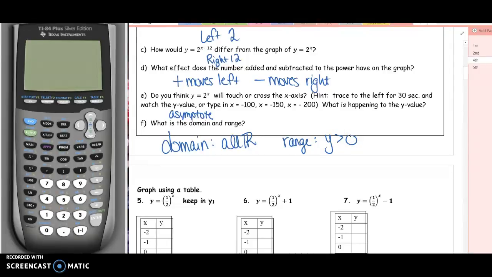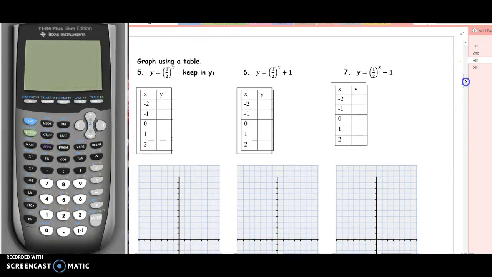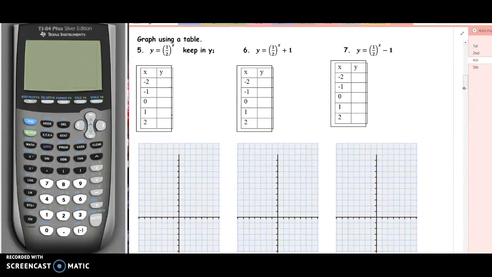All right, now on this page, we've dealt with movement right and left. What do you suppose we're going to deal with on the next page? Up and down. So let's turn the page and let's do up and down. Okay, number 5, 6, and 7. I would like you to enter number 5 into y1, number 6 into y2, and number 7 into y3. Get the values out of the table and graph them, and then we will talk about the questions at the bottom.